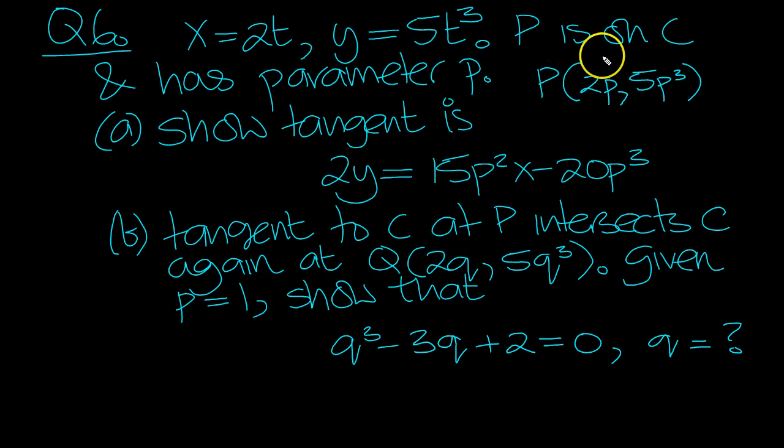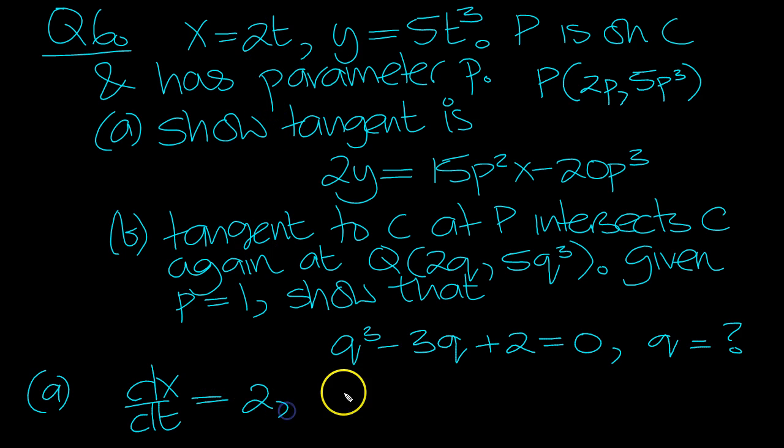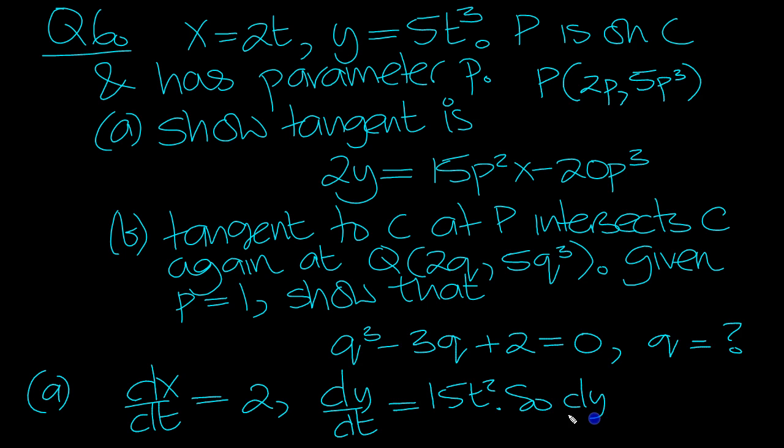Okay, so let's get the tangent then at the point P. So this is part A. So dx/dt, first of all, is equal to 2. dy/dt is equal to 15t squared. So dy/dx then will be this divided by that, 15t squared over 2. Okay, there's dy/dx.